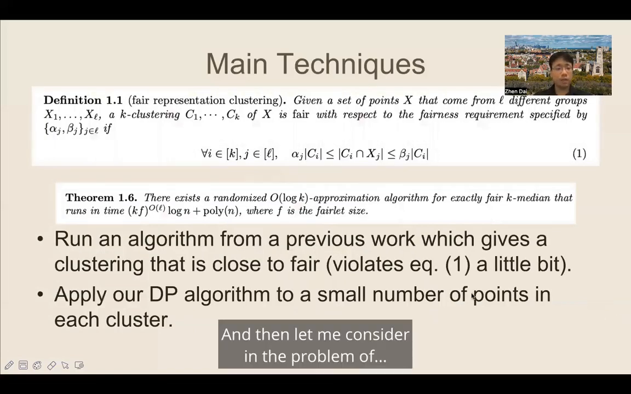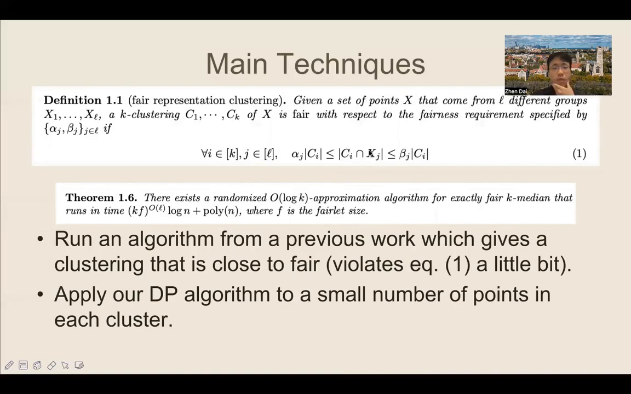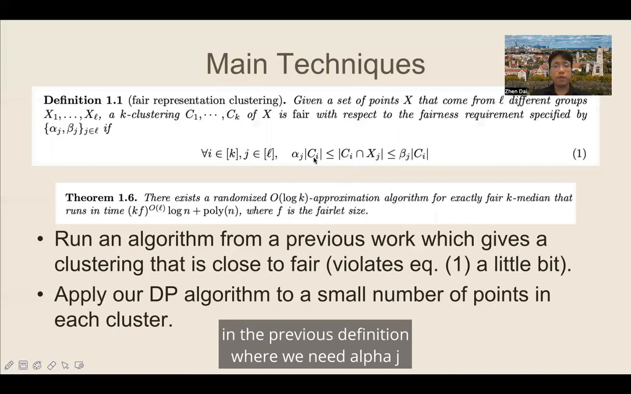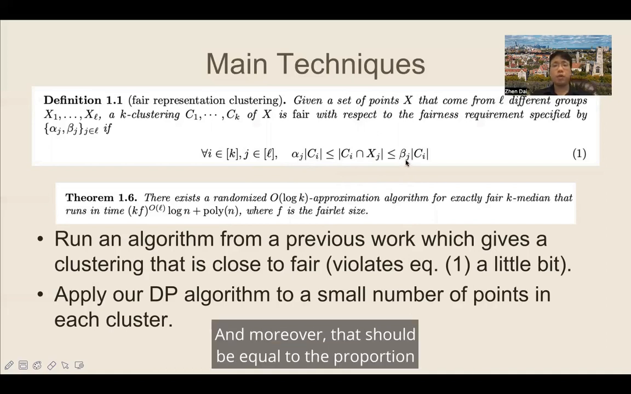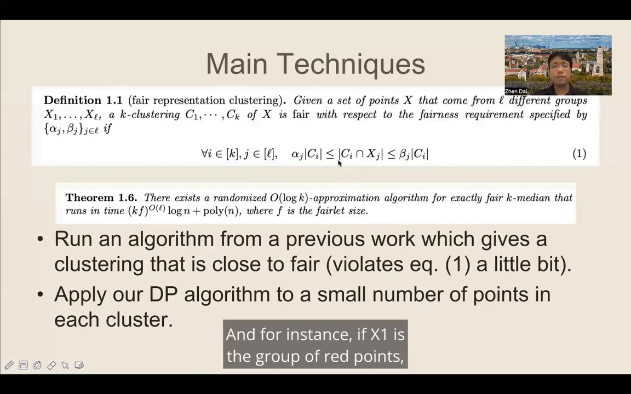And now let me consider the second problem. We consider exact fairness given in the previous definition, where we need alpha j and beta j to be equal to each other, and moreover that should be equal to the proportion of points in the population. For instance, if x1 is a group of red points, then alpha j and beta j should both equal the proportion of red points in the population.